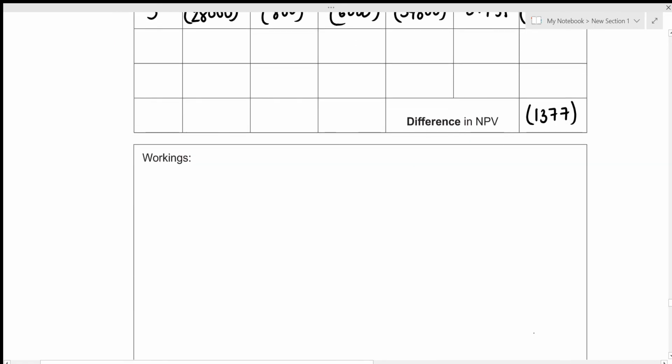We were given the working section. Whatever workings we did above in the question paper, you guys should be doing in the working section and not scribble all over the question paper like I did.